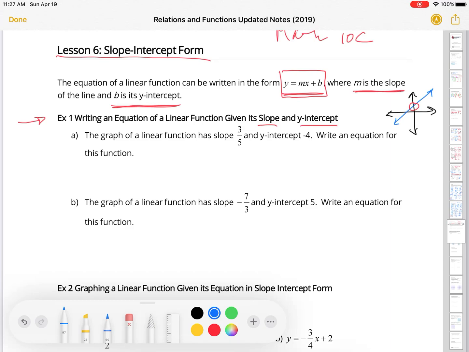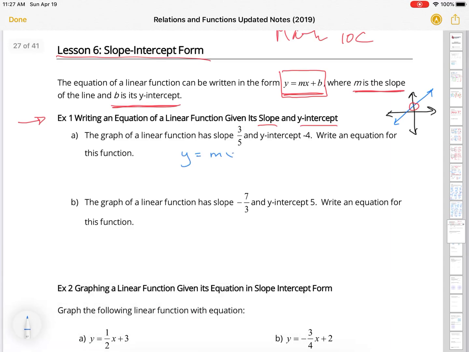So we have y is equal to mx plus b. We're given the slope is 3/5 and the y-intercept is -4. So we just substitute in. So this will be y is equal to 3/5 x minus 4. Now, yes, it says plus b, but it's plus -4, so we would just write that as minus 4, okay?